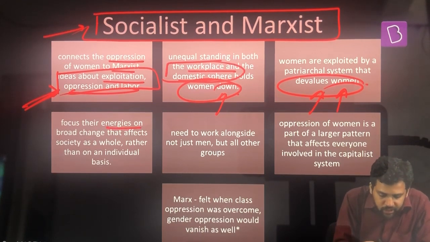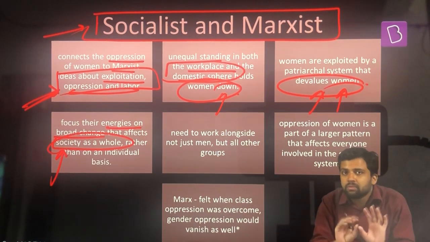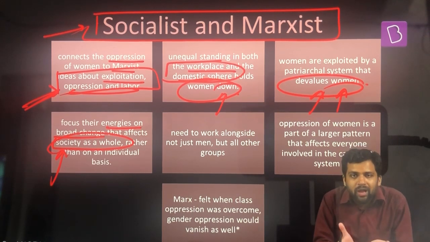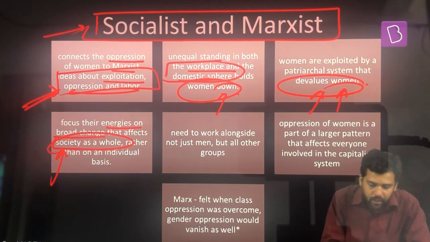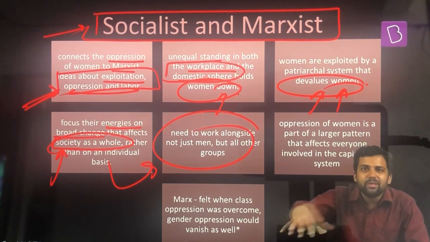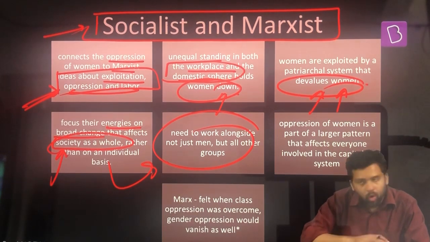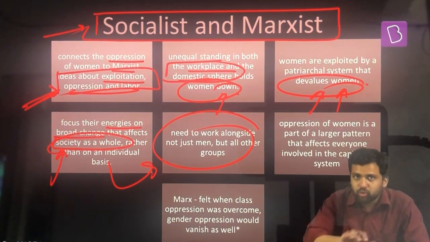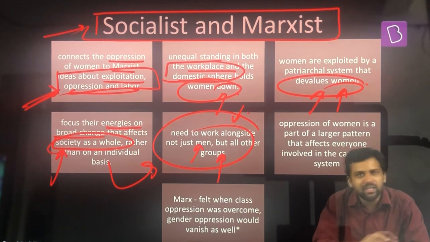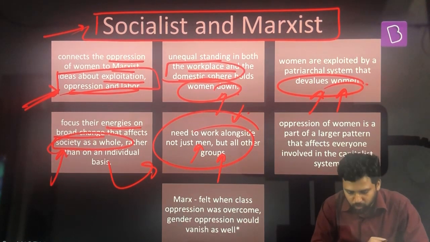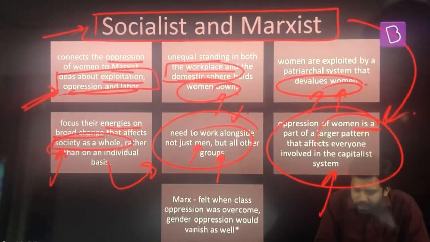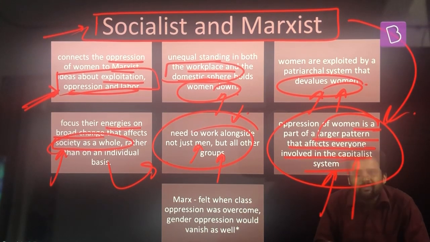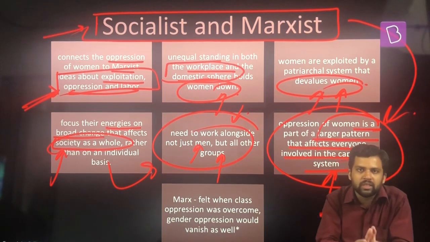You need to focus your energies on broad changes that affect society as a whole. Individual level change cannot change these things. The upliftment of one woman will not change the entire thing. You have to bring broad-based change throughout society. For this, different elements of society have to be taken into confidence, and change has to be brought about at all levels. There has to be change among men and among different groups. The entire social structure needs to be changed. The socialist Marxist perspective believes that the oppression of women is part of a larger pattern that affects everyone in the capitalistic system. If you change the system, things will change.